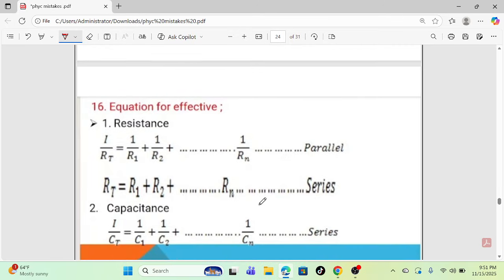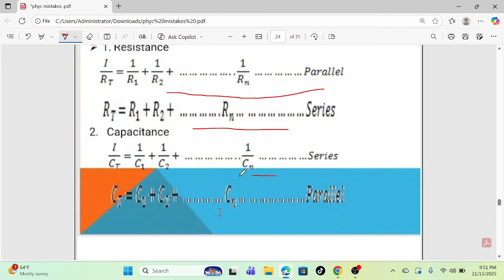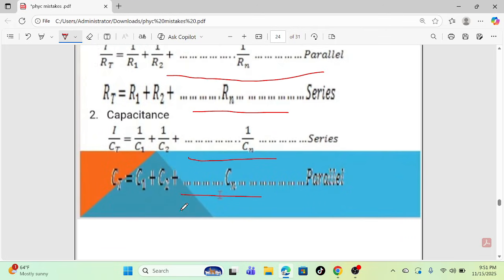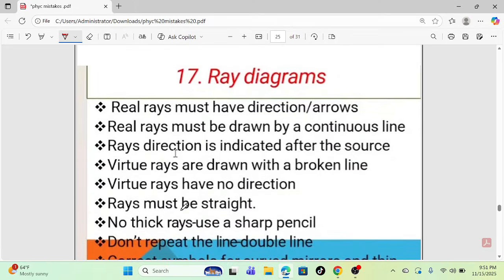Equations for effective resistance and capacitance. For resistance, parallel is this and series is this. For capacitance, series is this and parallel is this. Get the difference. Very important part and a very common question for paper 2.